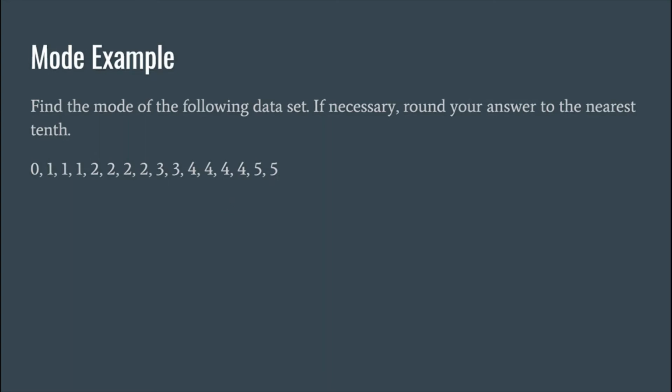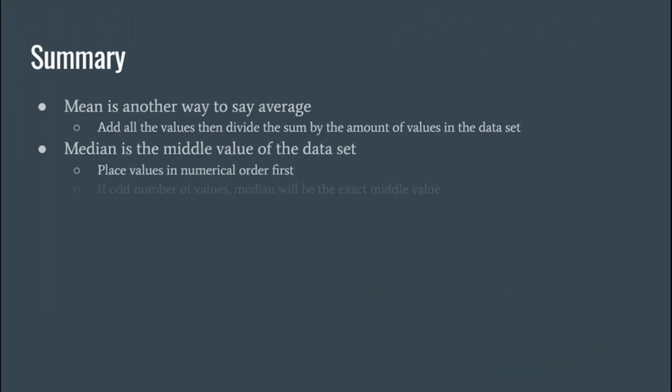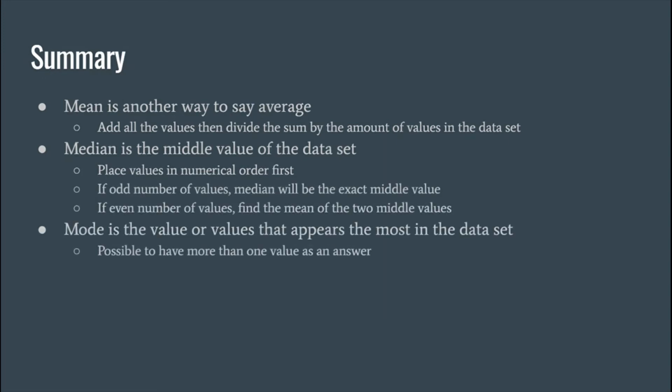Alright, so to sum it up, we talked about the mean. That's another way to say average. And if you forgot how to do the mean, all you do is add all the numbers up and divide by however many numbers you have. The median, we said, was the middle value of your data set. So first you got to put everything in numerical order. Then you find the middle value.